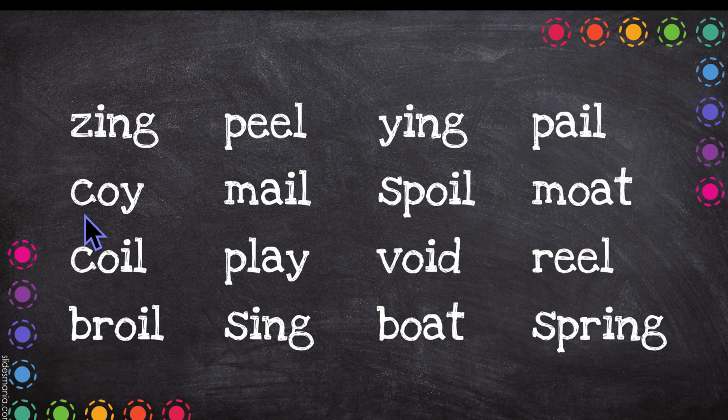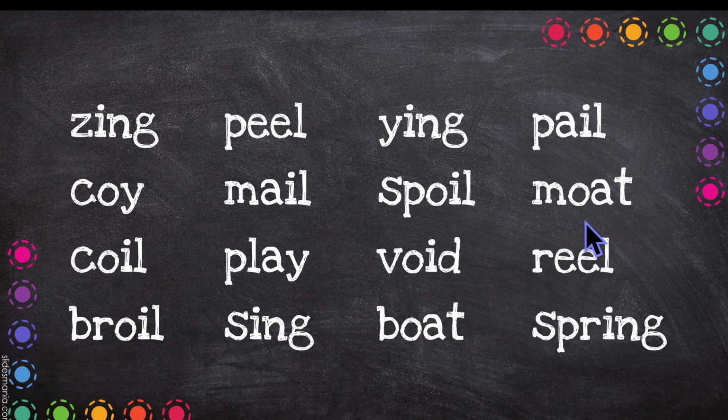Oh, here's a letter C, so let's use our rule. Do we have an E, I, or Y? We don't, so we use the first sound. K. K. Oi, koi. Ale, male. Sp, oil. Spoil, spoil.